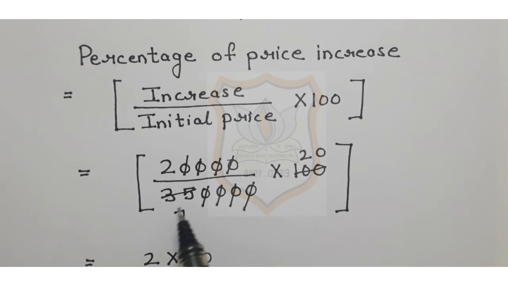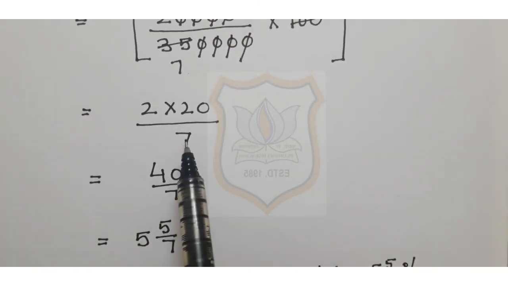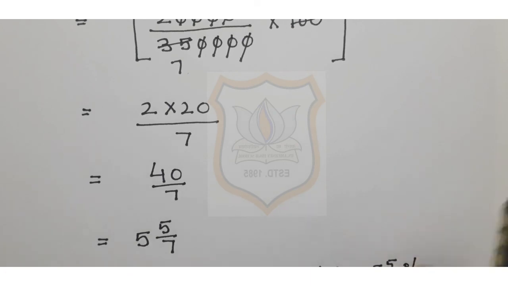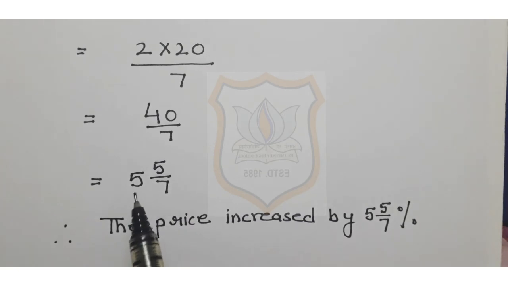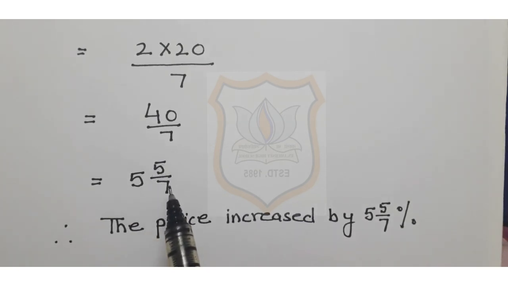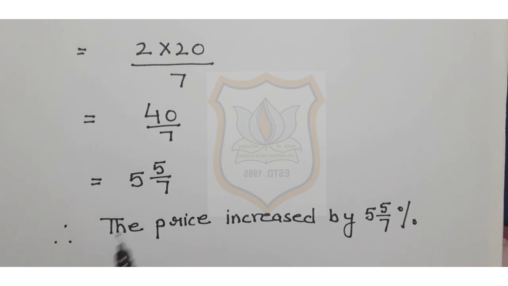Again 5 sevens are 35. 5 20 times is equal to 100. So 2 into 20, that is 40 upon 7. Now we will divide this 40 by 7. Our answer will be 5 integer 5 upon 7. This is a mixed fraction, and I have told you how to calculate the mixed fraction in my previous videos. So our answer is 5 integer 5 upon 7. Therefore, the price increased by 5 integer 5 upon 7%.